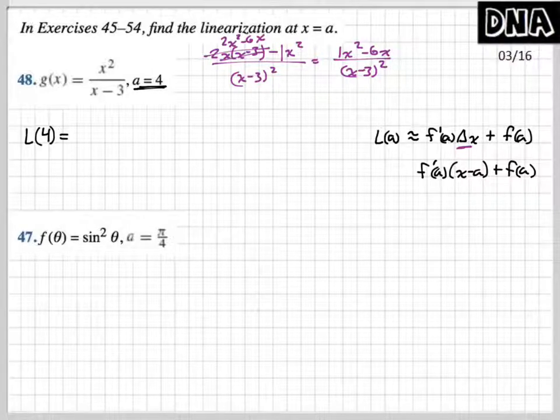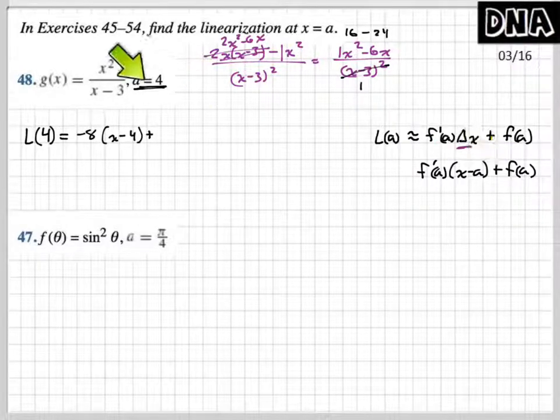So this would be 16 right here, minus 24, and this would be a 1, right? What's 16 minus 24? Negative 8. So we have negative 8 right here. And the next thing we have to do is multiply it times x minus a. What is a right now? 4. It's 4. Okay, and then we have plus f of a.